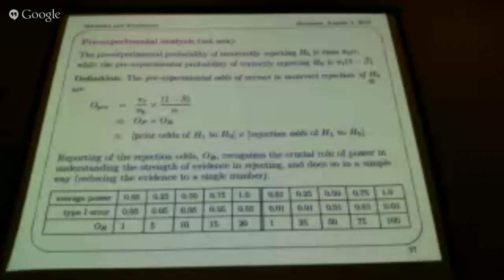It says, before I run the experiment, if I get a rejection, what is the chance that it's a correct rejection, that the null is actually wrong, compared to the chance that the null hypothesis was true and I just, by noise, got a rejection? That's a great quantity to think of: the pre-experimental odds of you getting a correct result to an incorrect result when you reject.